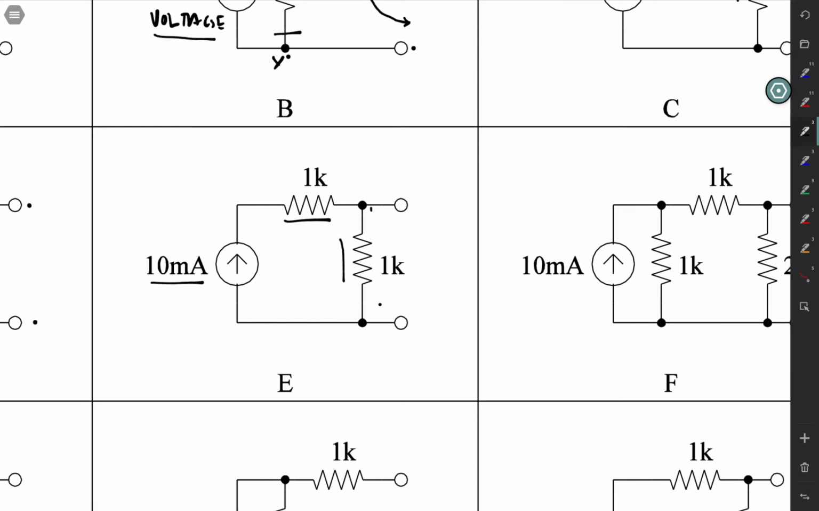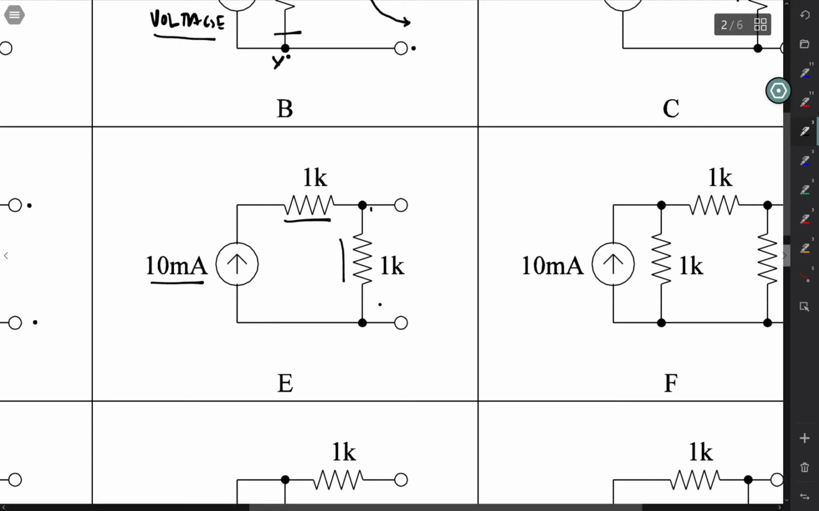So the Thevenin voltage is basically the same as it was before because this puts 10 milliamps through the entire circuit. So 10 milliamps is still being sent through this 1K, so the Thevenin voltage is the same as it was before, 10 milliamps times 1K, which is equal to 10 volts.